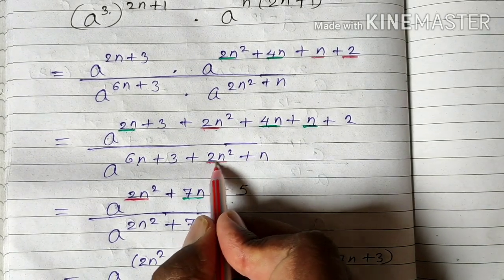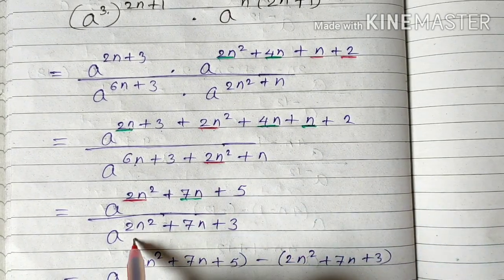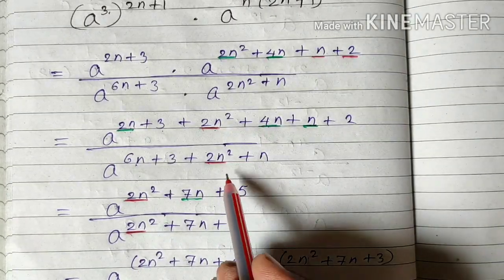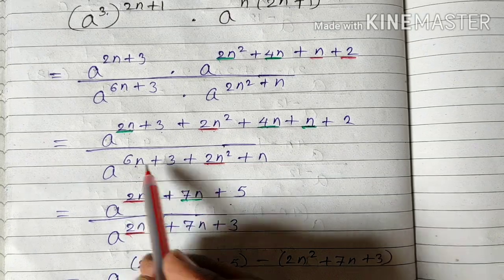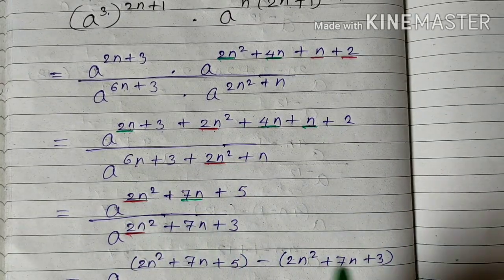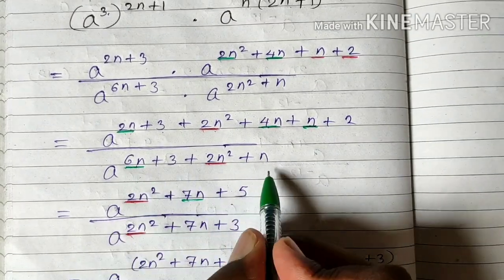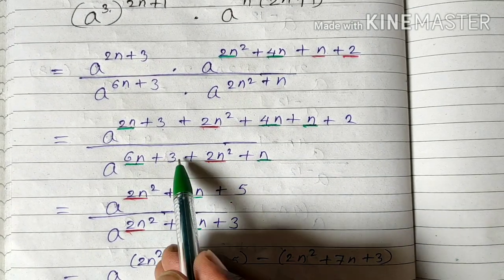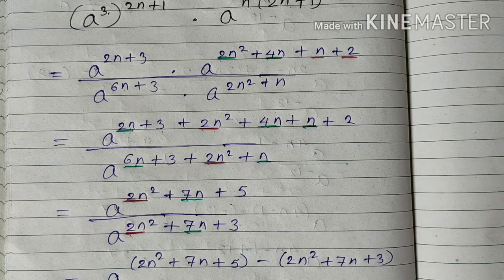In the denominator, 2n square is 2n square here. Then 6n, this 6n plus n gives us 7n, and this 3 as it is. Okay.